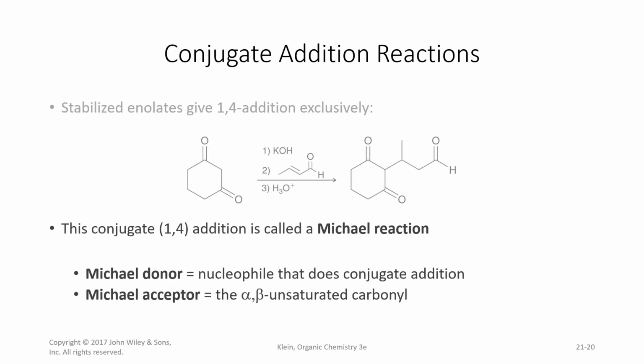This 1,4 addition product is called the Michael addition. When we look at Michael additions, we have something called a Michael donor, which is the nucleophile, which is the enolate. And then we see that the alpha beta unsaturated carbonyl group is the Michael acceptor. That's basically the electrophile. So remember, nucleophiles donate, they have electrons, and in this case, the Michael acceptor, which is basically the electrophile, is the alpha beta unsaturated carbonyl.